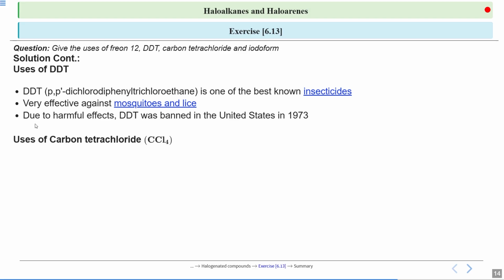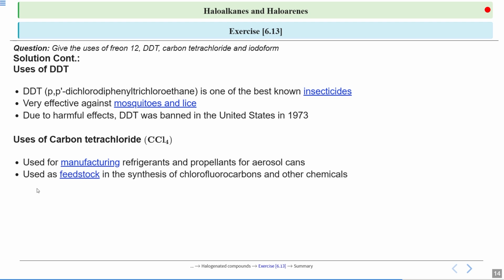Now, if we talk about the uses of carbon tetrachloride, that is the CCl4 molecule. CCl4 is used for the manufacturing of refrigerants and propellants for aerosol cans. CCl4 is also used as a feedstock in the synthesis of chlorofluorocarbons and some other chemicals. It is also used as a solvent in the manufacture of pharmaceutical products.